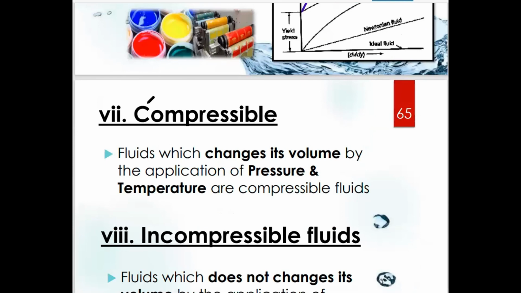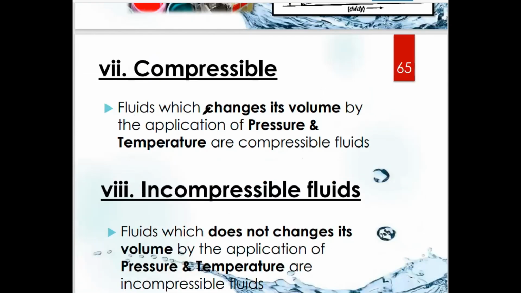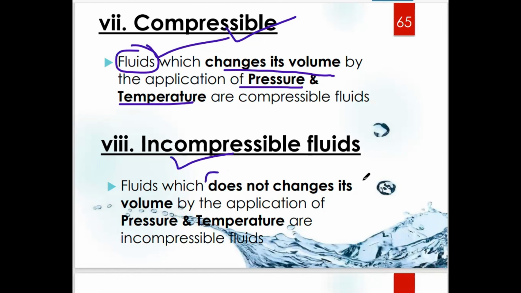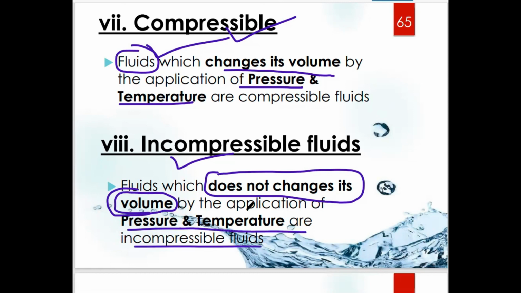And the next type of fluids are compressible and incompressible fluids. If a fluid changes its volume by application of pressure and temperature, then those are called compressible fluids. If you increase or decrease temperature and pressure and the volume of the fluid changes, then it is compressible. If the fluid does not change its volume, then those are called incompressible fluids. These are the different types of fluids based on Newton's law of viscosity, which is known as the rheology of the fluids.